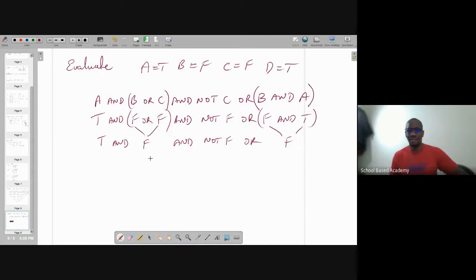So next we have the nots to work out. We end up with true and false and true or false. Okay, so this is where we are. Then we have to work out the ands. True and false will give us false, and true or false. Then false and true will give us false, or false. And the final result will be false.